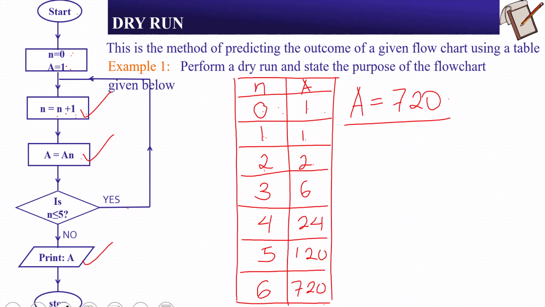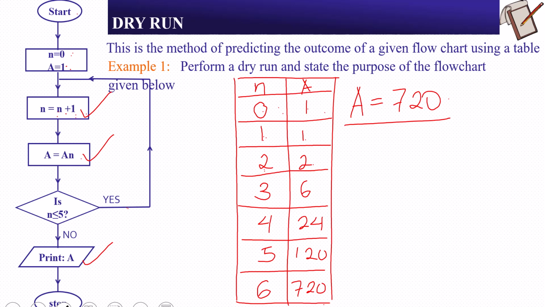Because if I have n factorial, I will get A. For example, 0 factorial gives me 1. 1 factorial gives me 1. 2 factorial gives me 2. 3 factorial gives me 6. 4 factorial gives me 24. 5 factorial gives me 120. And 6 factorial gives me 720.